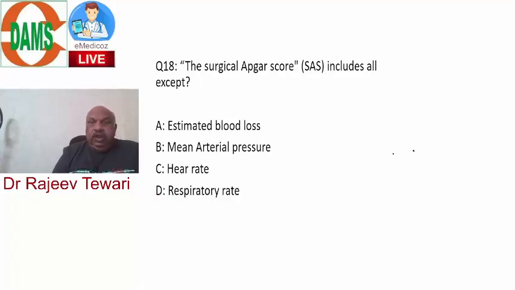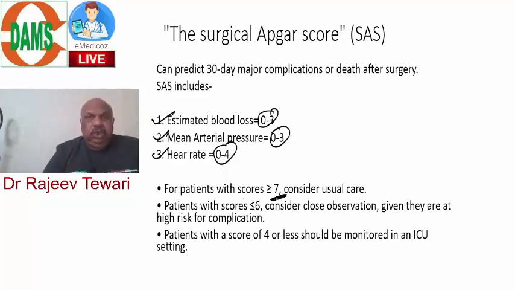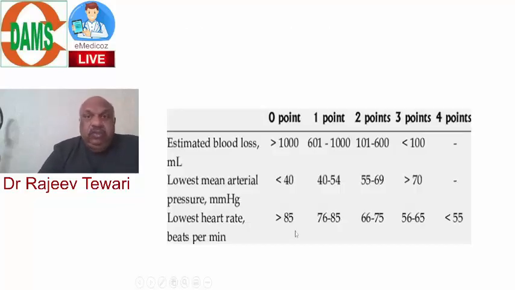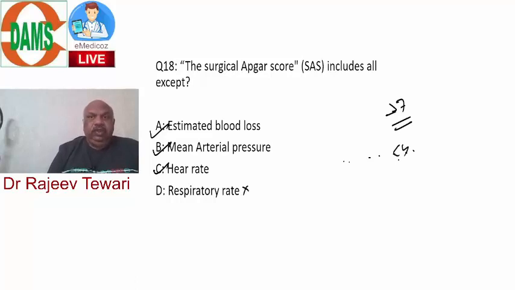So more than 85, 75 to 85, 65 to 75, 55 to 65, less than 55. So mean arterial pressure like this. So lower the score, poorer is the prognosis. You take only 3 things, and rest are 0 to 3 while heart rate is 0 to 4. So if the score is more than 7, usual, less than 6 needs observation, less than 4 needs ICU care. So these 3 parameters, but we need not remember the score. Remember, surgical Apgar score includes blood loss, mean arterial pressure, heart rate, not respiratory rate. And if the score is more than 7, it's fine. Less than 4, ICU care. Okay.